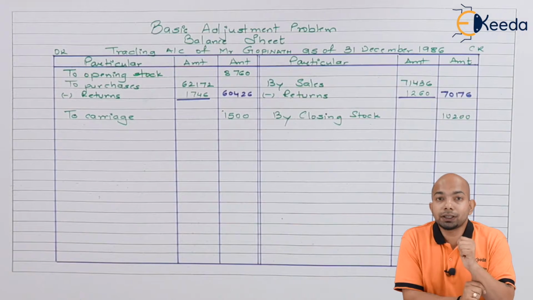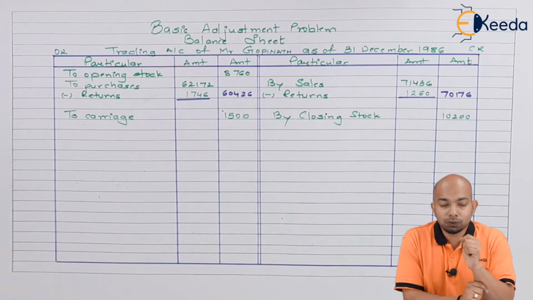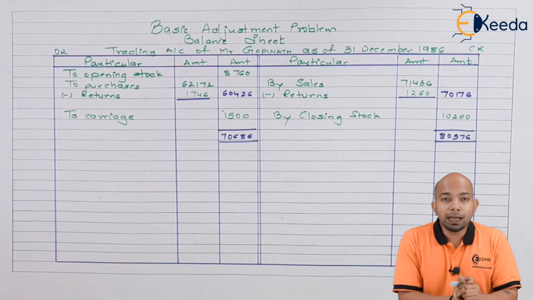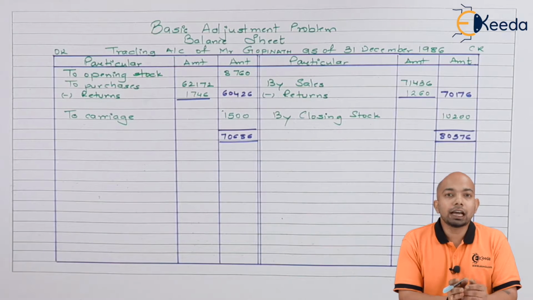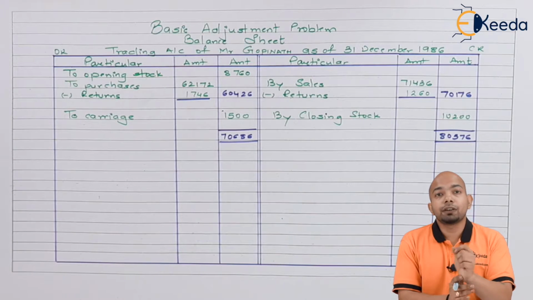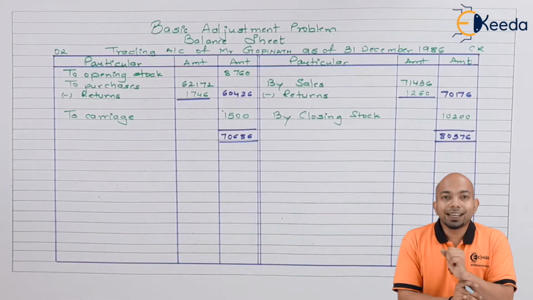So let's prepare the trading account interim balance now. If you can see from the interim balance, the debit side is lower as compared to the credit side, which states that we have a gross profit here. Now that we have a gross profit, we'll be finalizing the gross profit amount, which will then be transferred in the preparation of the profit and loss account.